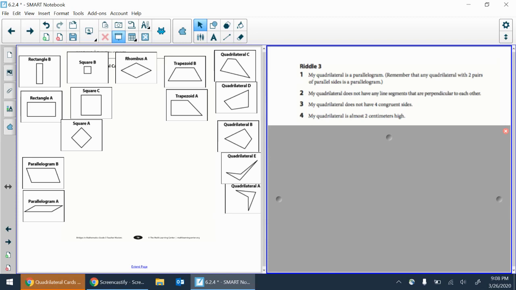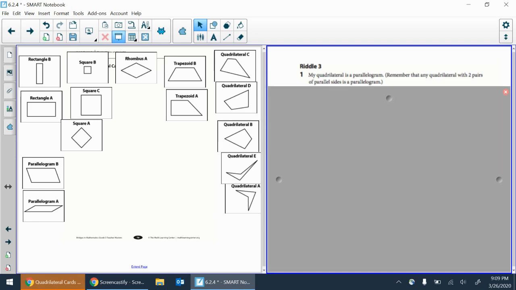2 centimeters high. I know that'll be a little tricky to figure out on a Chromebook, but just try your best. 2 centimeters. Take a look at a ruler. See what you can figure out. Okay, let's go through it together.